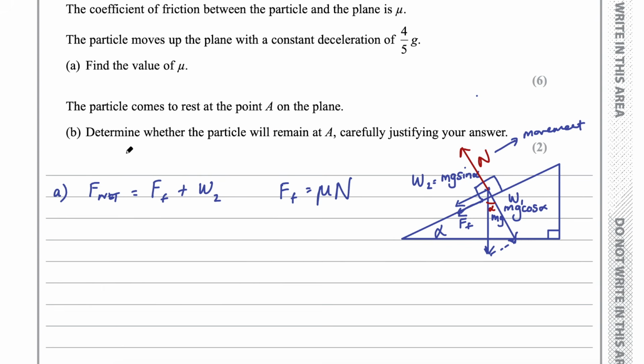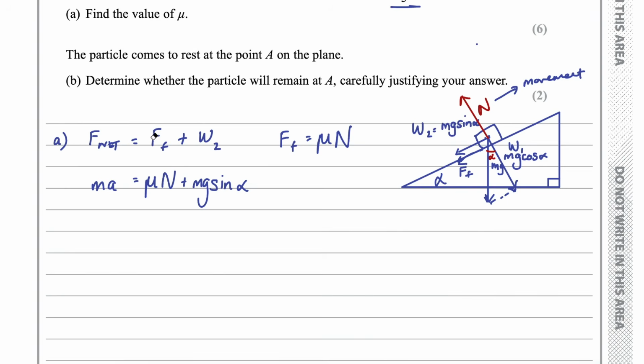Okay, so let's go back to this equation now and start seeing if we can fill in some of these details. The net force is always the mass times the net acceleration. They've actually given us that in the question. They've told us the constant deceleration is 4/5 g. The frictional force, as we've said, is mu times N. And W2 is the parallel force, or mg sine alpha. All right, good start so far.